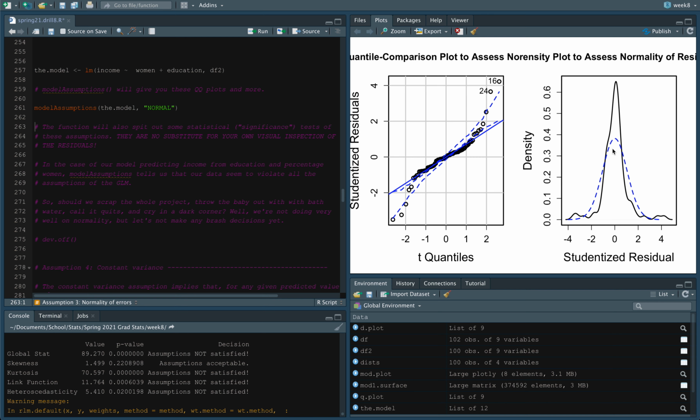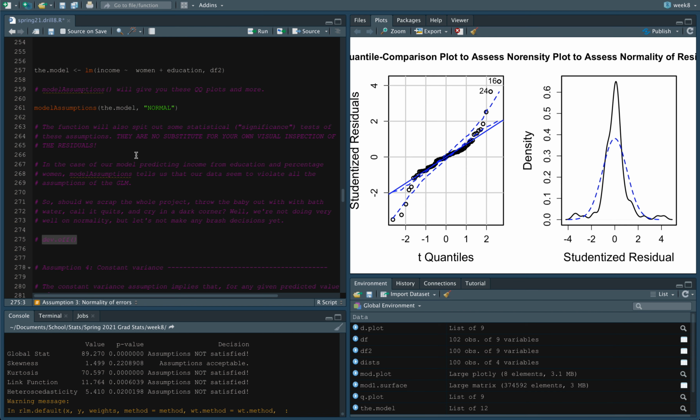And then again here, if this blue dotted line is a normal curve and the black line is our studentized residuals, that's pretty clearly not a normal distribution. So with our QQ plot, our residuals are not looking great here.